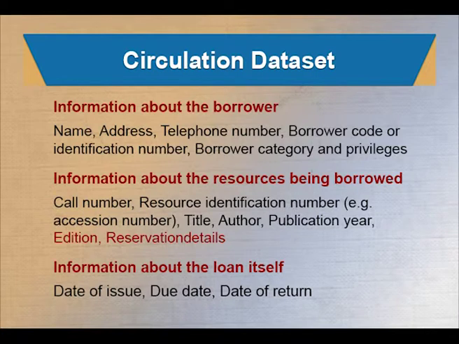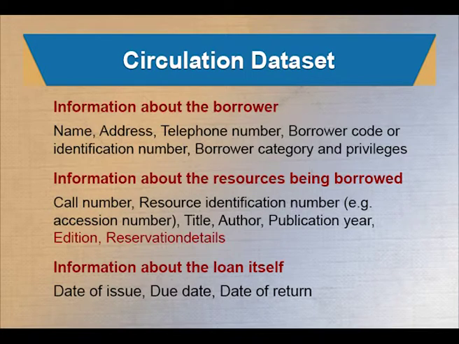On the other hand, we need another information set which is related to the resource being borrowed. There we need the call number of the document and the resource identification number. In most cases, the accession number acts as the primary key for the resource table. Apart from the accession number, we need the title, author, publication year, edition, reservation details, etc. related to a particular document.